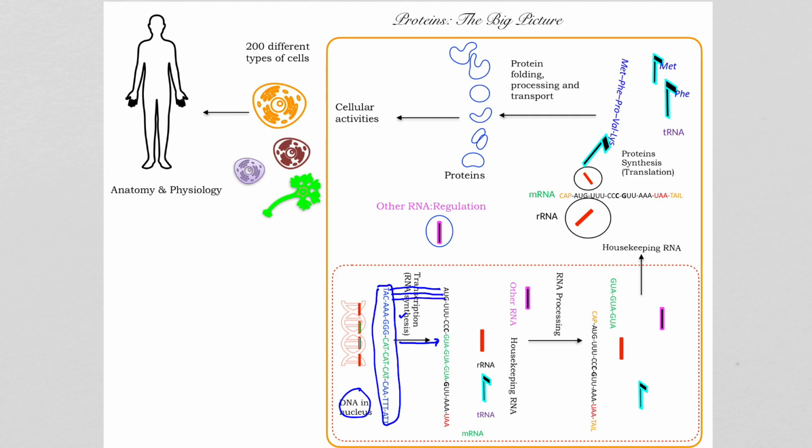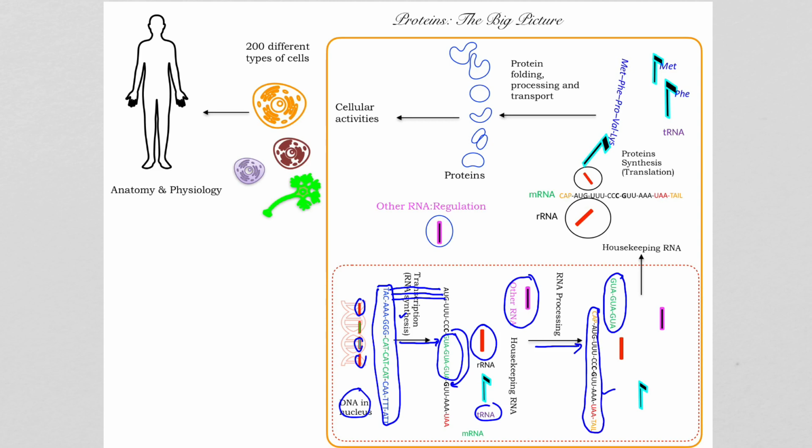And then this mRNA, together with all the other RNAs, ribosomal RNA, transfer RNA, and what we call the other RNA or regulatory RNA, they have their own genes, and these are all copied. Then this RNA undergoes processing. So for example, in your mRNA, the intron, this part here, is removed, and then these two exons are connected to form this spliced mRNA.